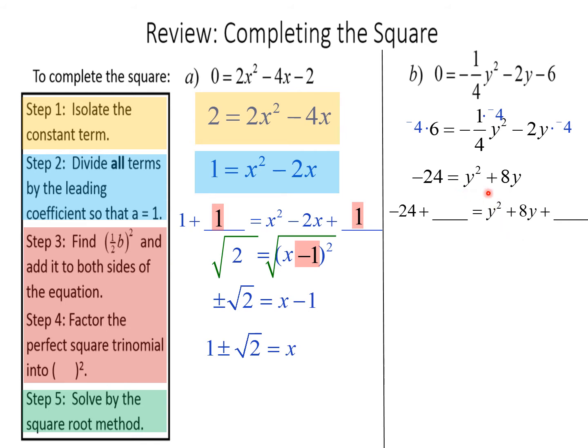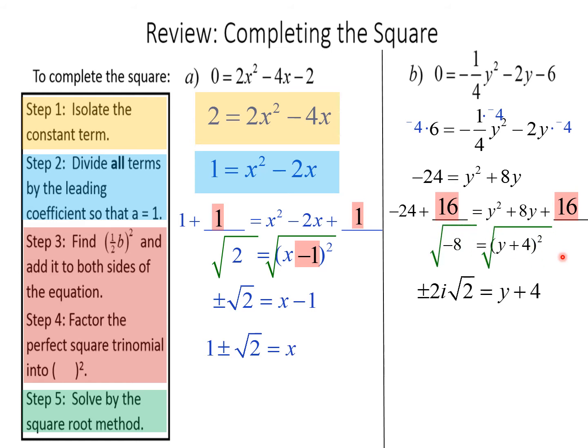Now we're going to complete the square. There is a value that goes here that will allow us to complete the square. We take half of our linear term. Half of 8 is 4, and 4 squared will give me 16. Add 16 to both sides, and when I simplify, I get negative 8. Take the square root of each side, and anytime you take the square root of a negative, you get i. We're not done because we don't have y by itself, so we're going to subtract 4 on each side, and this is what we get.